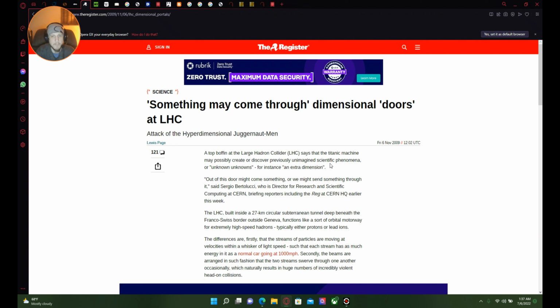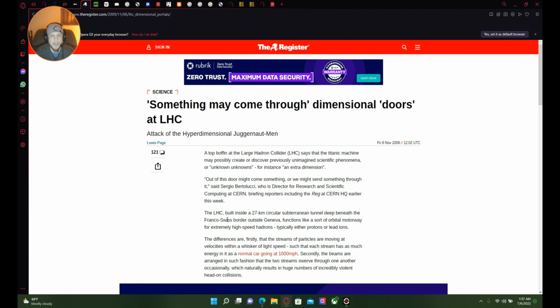A top boffin at the Large Hadron Collider, LHC, says that the Titanic machine may possibly create or discover previously unimagined scientific phenomena, or unknown unknowns. For instance, an extra dimension. Or, ready for this? This is his own words. Out of this door might come something. Or he might send something through it, said Sergio Bertolucci, who is director for research in scientific computing at CERN, briefing reporters, including the Reg, at CERN HQ earlier this week.